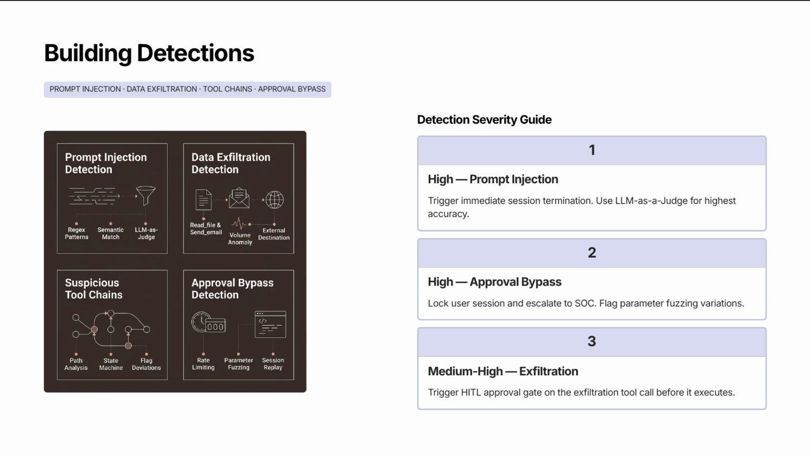Data exfiltration is medium-high severity, but still demands strong control. The key response here is to place a human-in-the-loop approval gate directly on the exfiltration-related tool call before it runs. That gives you a chance to stop sensitive data movement at the point of execution, not after the fact. The main idea is simple: define clear severity levels, tie each one to an automated response, and make sure the highest risk behaviors are stopped immediately.